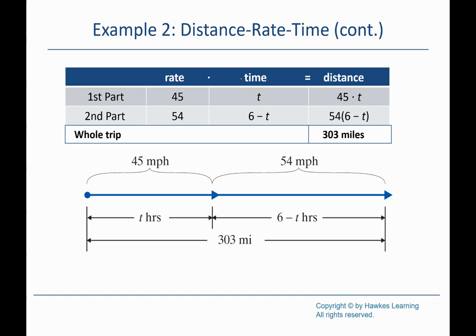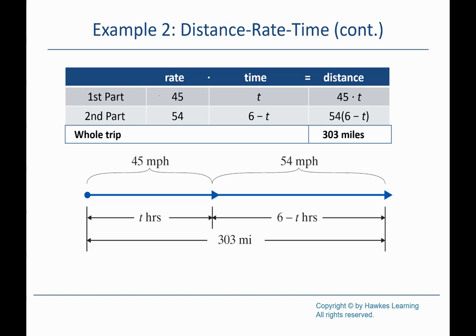So what I'm going to do is make a chart. And I would suggest when you get to this type of problem in HAWX that you make a chart just like this. You're going to have a first part of the trip and the second part of the trip, and you're going to put rate times time equals distance at the top of the chart. So you're going to want to make a chart exactly like this. And then you're going to fill in the pieces that you were given in the problem.